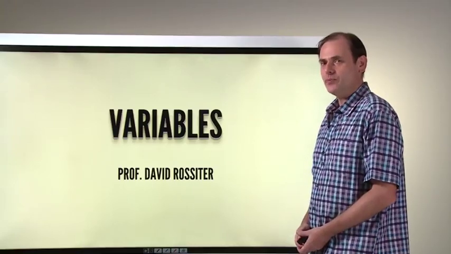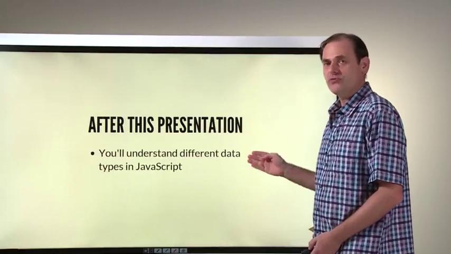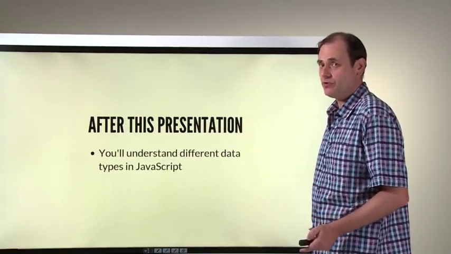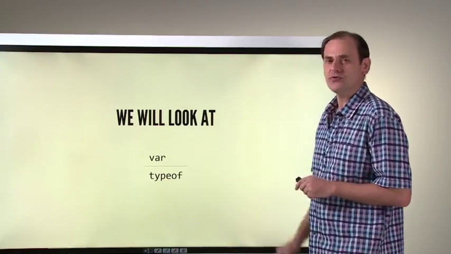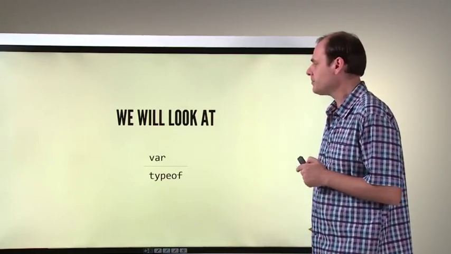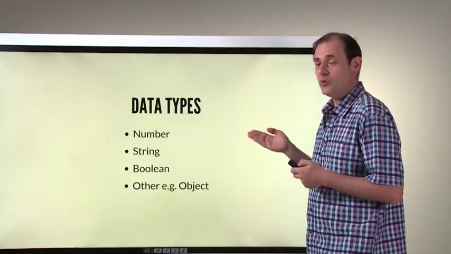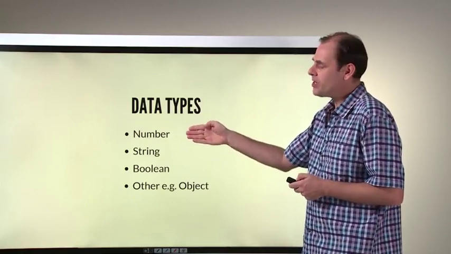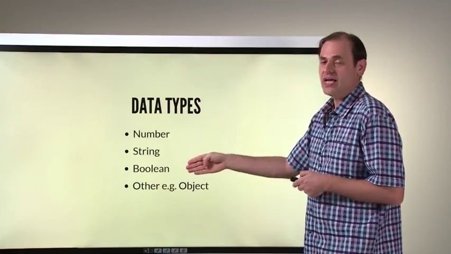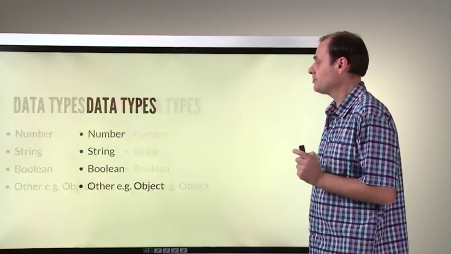So let's look at variables in JavaScript in a bit more detail. Let's focus on variables, especially the different types of variables in JavaScript. These are the two commands, if you like, of JavaScript we're going to look at. JavaScript has different types of variable or data, and these are the three basic types: number, string, and Boolean. There are other types as well, such as object, which we're not going to look at in this presentation.